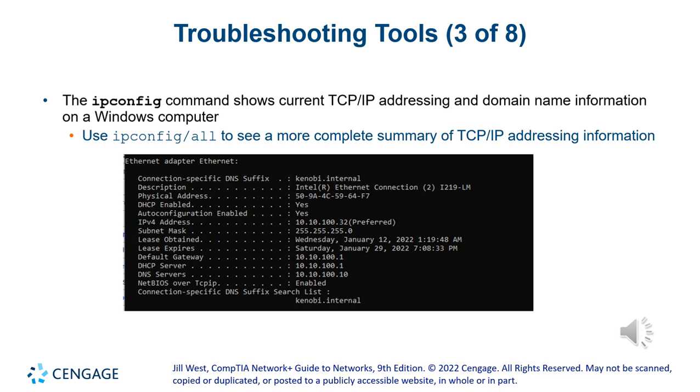So that's my DNS suffix. So when I look for a printer, my C1664 printer, I don't have to put D1664.kenobi.internal. I can just do .1664, and the computer will append that suffix, which is kenobi.internal.